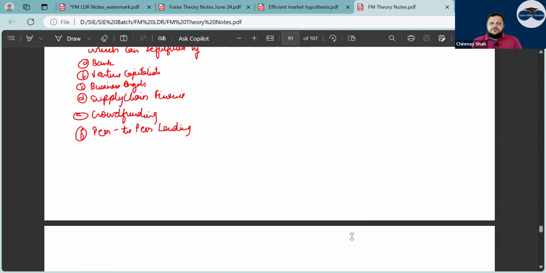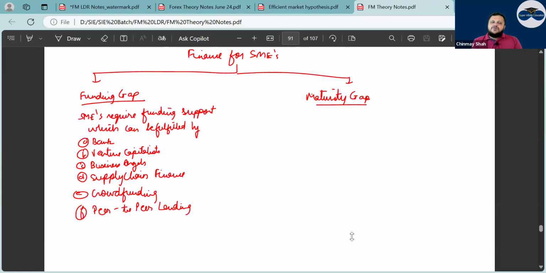Maturity gap means what? You have a short-term loan, you have a long-term loan, but you don't have a medium-term loan. That is maturity gap. When it comes to funding gap, everyone in this world has a funding gap. It can be fulfilled by banks, venture capitalists.